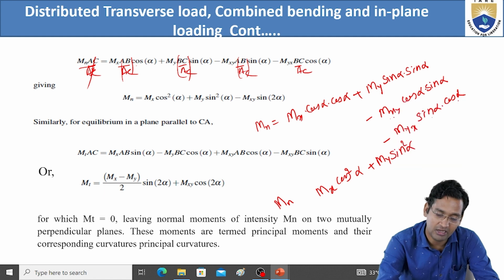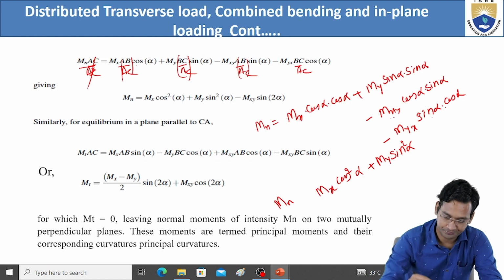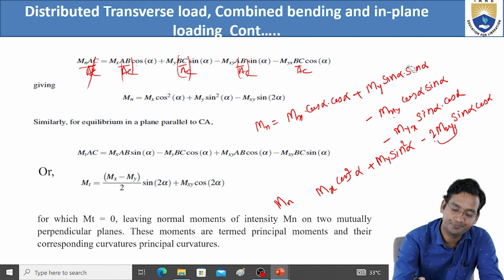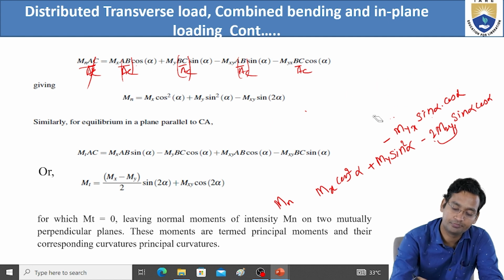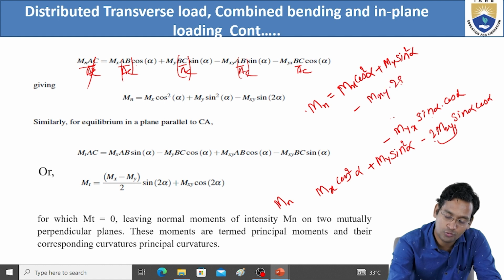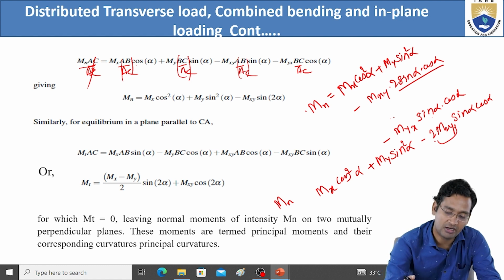Right. So from here what can we write? This as minus 2Mxy sin alpha cos alpha. Now this 2 I am taking this side. Here we'll get Mn equals Mx cos square alpha plus My sin square alpha minus Mxy into 2 sin alpha into cos alpha. What is 2 sin alpha into cos alpha? Sin 2 alpha. So what can we write?